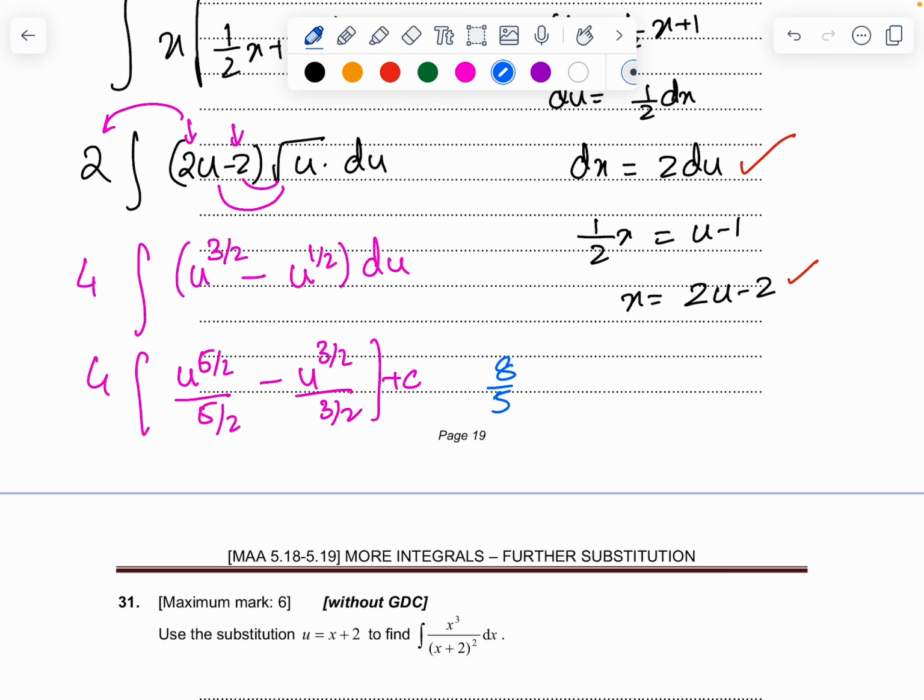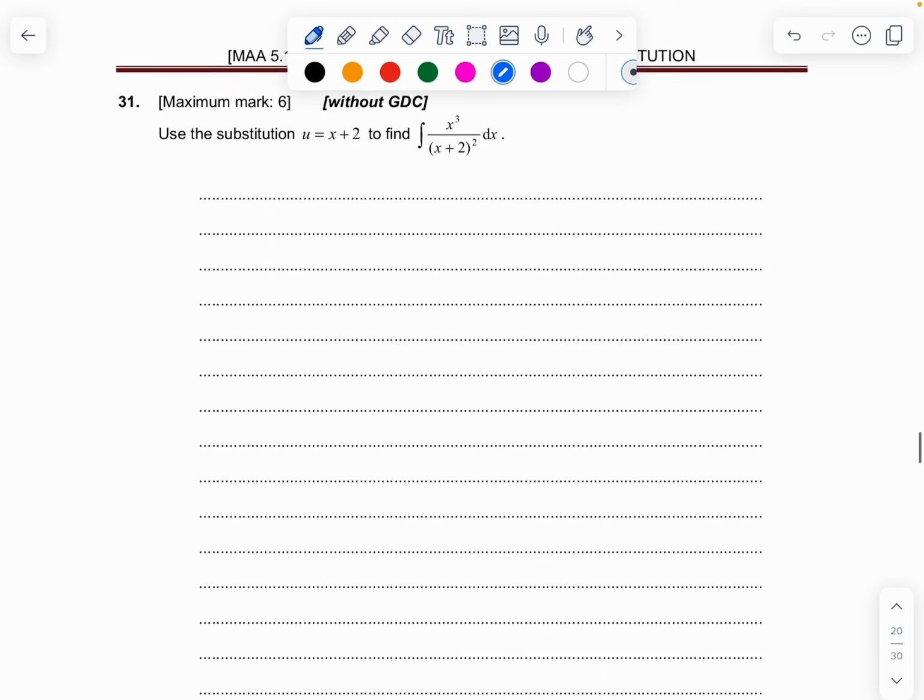So what does it become? 8 upon 5 u. What is u? Half x plus 1 whole power 5 upon 2, then minus 8 upon 3 half x plus 1 whole power 3 upon 2 plus c.